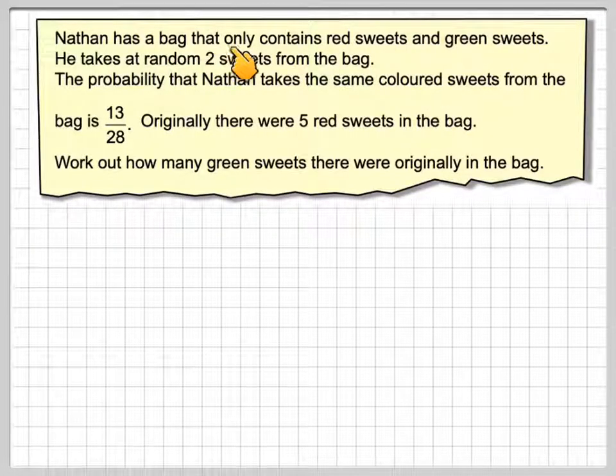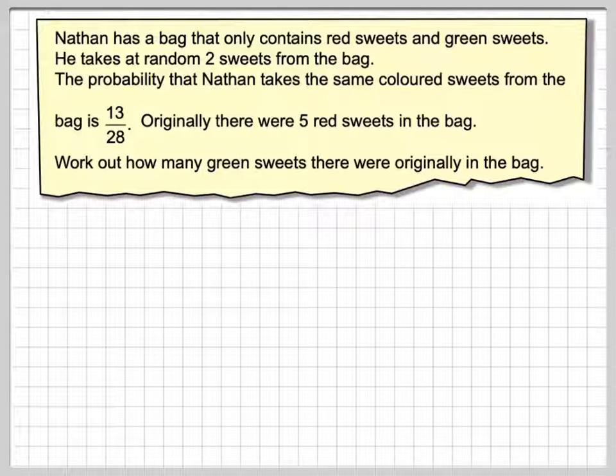Nathan has a bag that contains only red sweets and green sweets. He takes at random 2 sweets from the bag. The probability that Nathan takes the same coloured sweets from the bag is 13 out of 28. Originally, there were 5 red sweets in the bag. Work out how many green sweets there were originally in the bag.